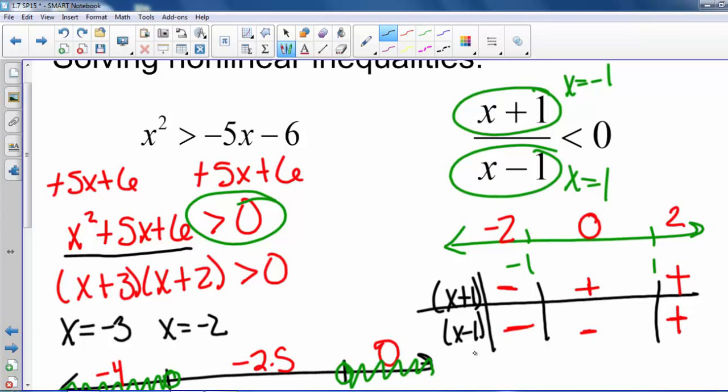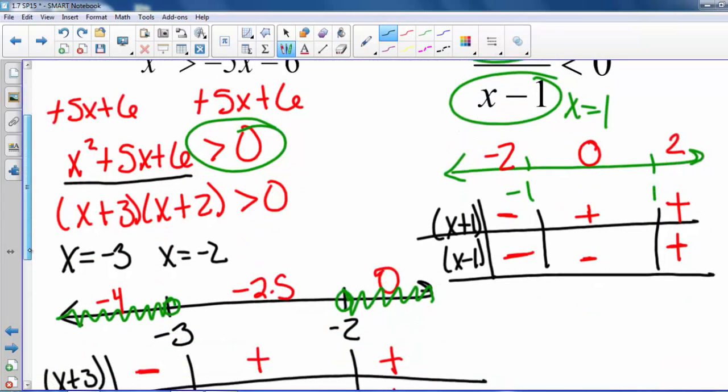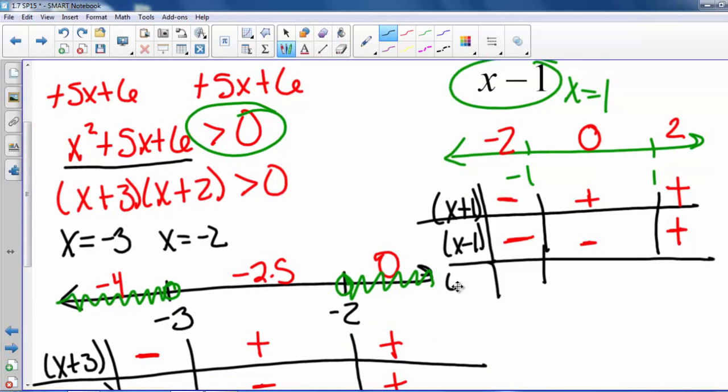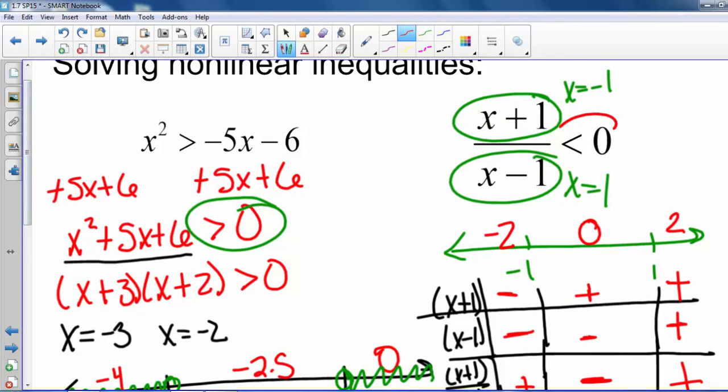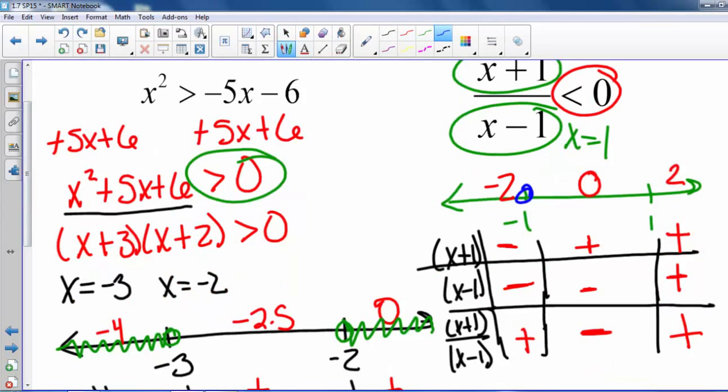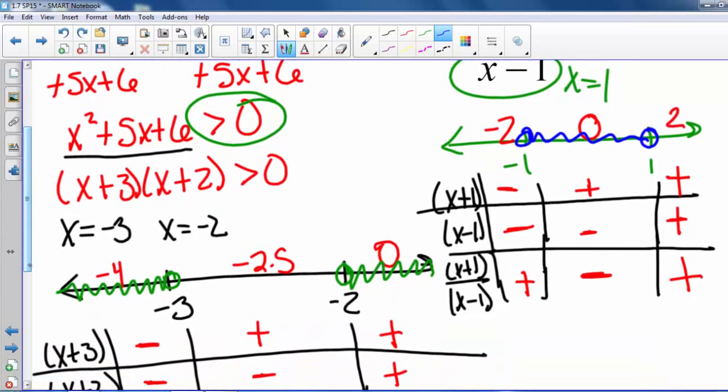So now what happens if we divide a negative number by a negative number? We get a positive number. If we divide a positive number by a negative number, we get a negative. Dividing a positive by a positive gives us a positive. So we want to know where this was strictly less than 0. So that's between negative 1 and 1, not including the endpoints. So in interval notation, we have open bracket negative 1 to open bracket 1.